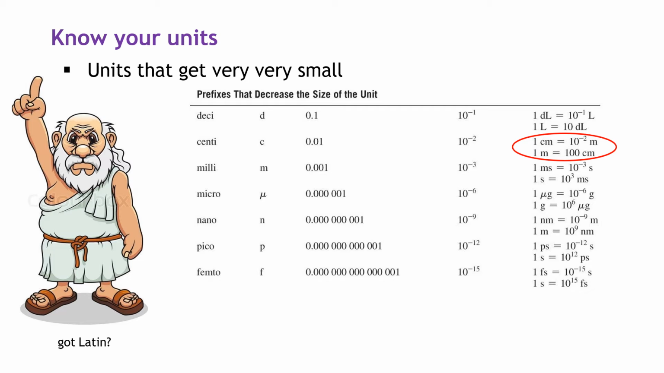Now, you might have noticed here, let's go back to centimeter, that 1 centimeter equals 10 to the negative 2 meters, it follows that in 1 meter there are 100 centimeters, because we're dividing that meter up into 100 centimeters.